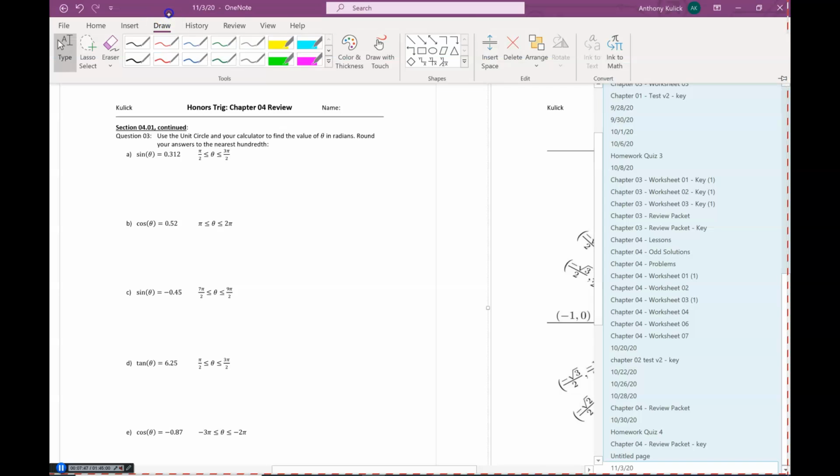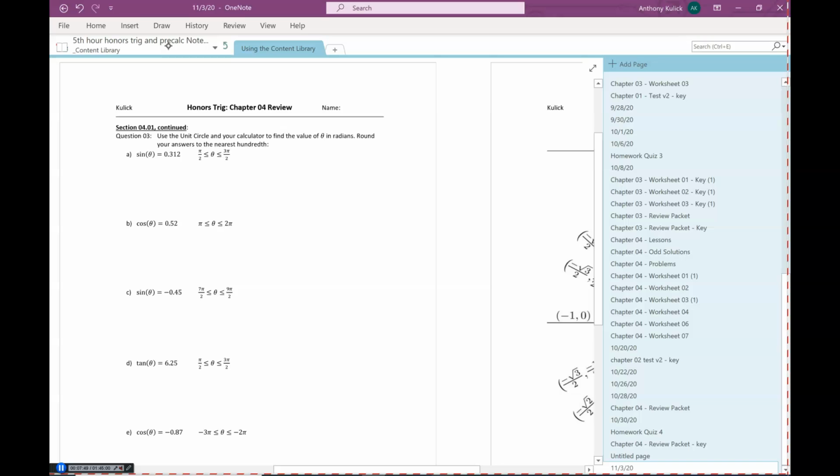So cosine, I'm going to first identify where cosine is positive, which happens in quadrants 1 and 4. Okay with that? Pi to 2 pi is quadrants 3 and 4. So the place that I'm looking for then is my angle to be in quadrant 4.